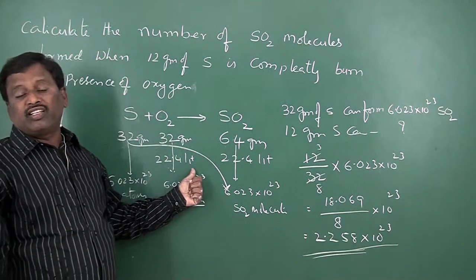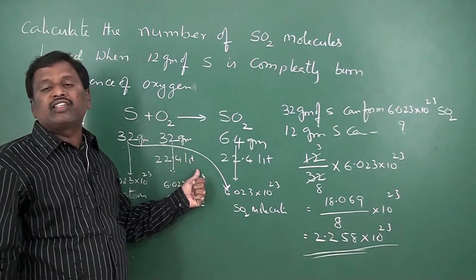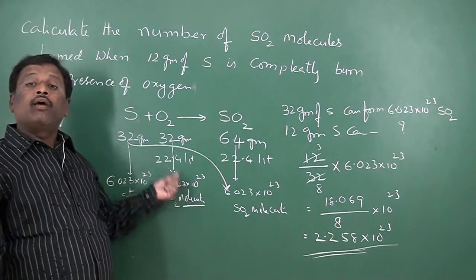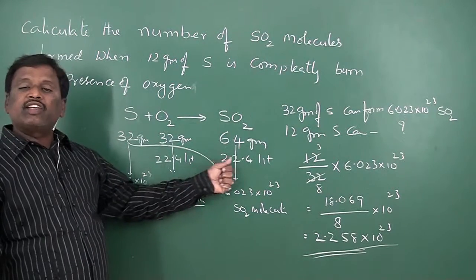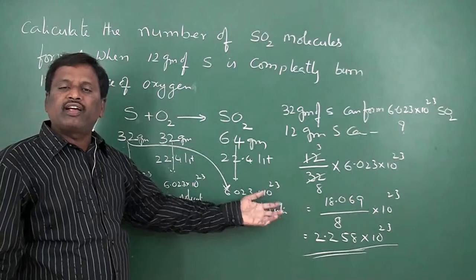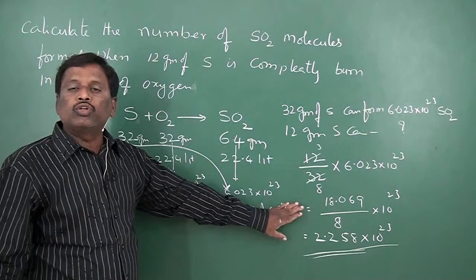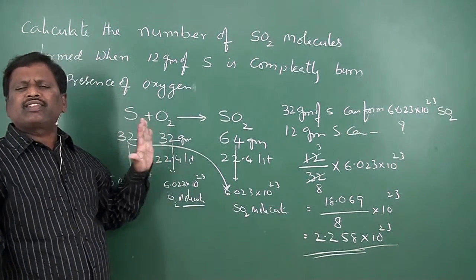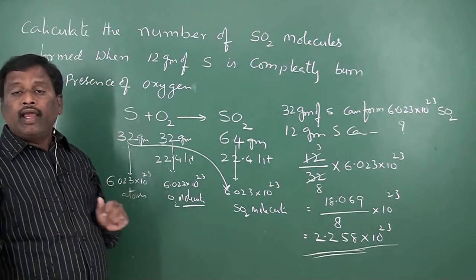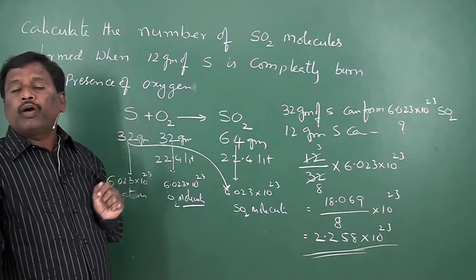32 grams of oxygen is the gram molecular weight of oxygen. So 32 grams of oxygen contains 6.023 into 10 to the power 23 oxygen molecules. Then 64 is the molecular weight of sulfur dioxide. So 64 grams of sulfur dioxide consists of 6.023 into 10 to the power 23 SO2 molecules. They are the standard ratios. If substances are present in a gaseous state, at STP conditions, 1 mole of any gas will occupy 22.4 liters.